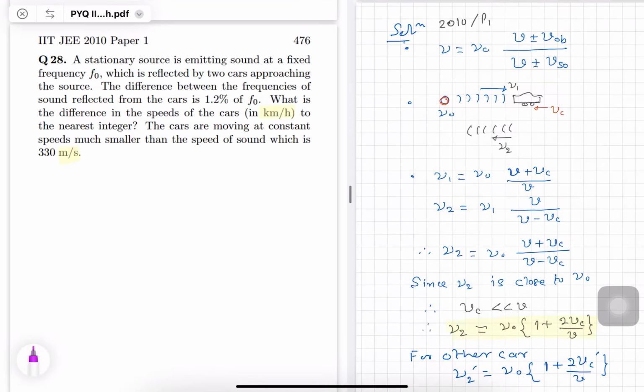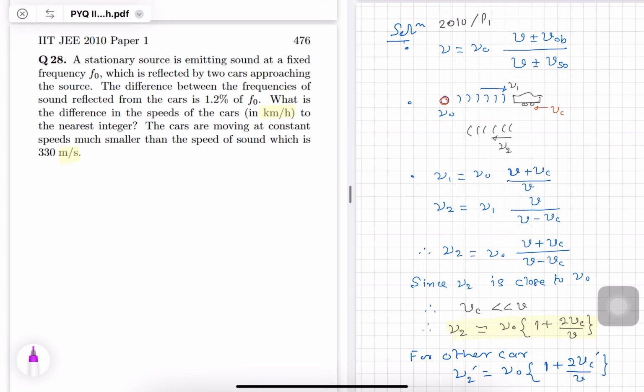Let us discuss a problem of IIT JEE 2010 paper 1. This is based on the Doppler effect. This is simple, but it requires good efficiency in calculation.